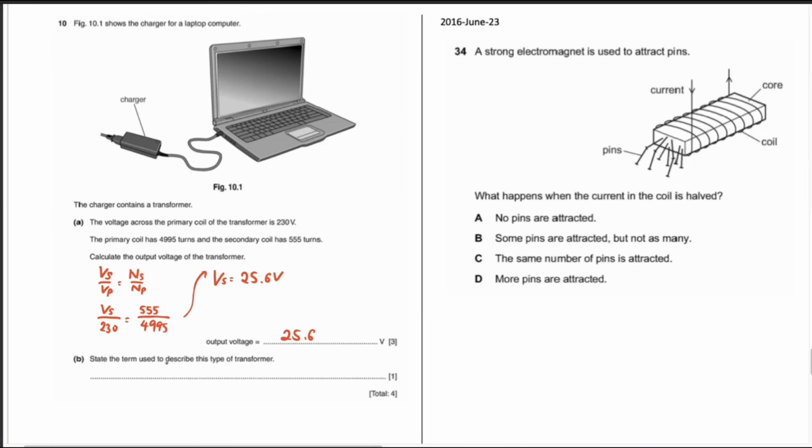State the term used to describe this type of transformer. The transformer that decreases the voltage is called a step down transformer. So just like that. Okay, so we have done these questions. You knew that it's a step down transformer because the voltage of the secondary is lower than the voltage of the primary coil. Yes, correct. Okay, sir.